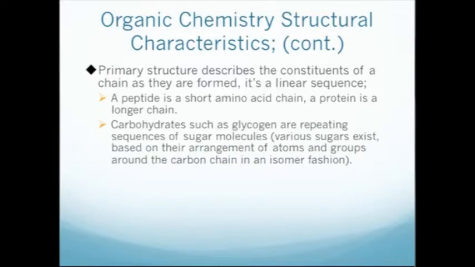Carbohydrates, such as glycogen, are repeating sequences of sugar molecules. There are a variety of different sugars that exist. They're all described based on their arrangement of atoms into groups around the carbon chain in an isomer fashion. Again, isomer, think of the diagram earlier that had the two hands, and that gives you an idea of what those molecules will be like.